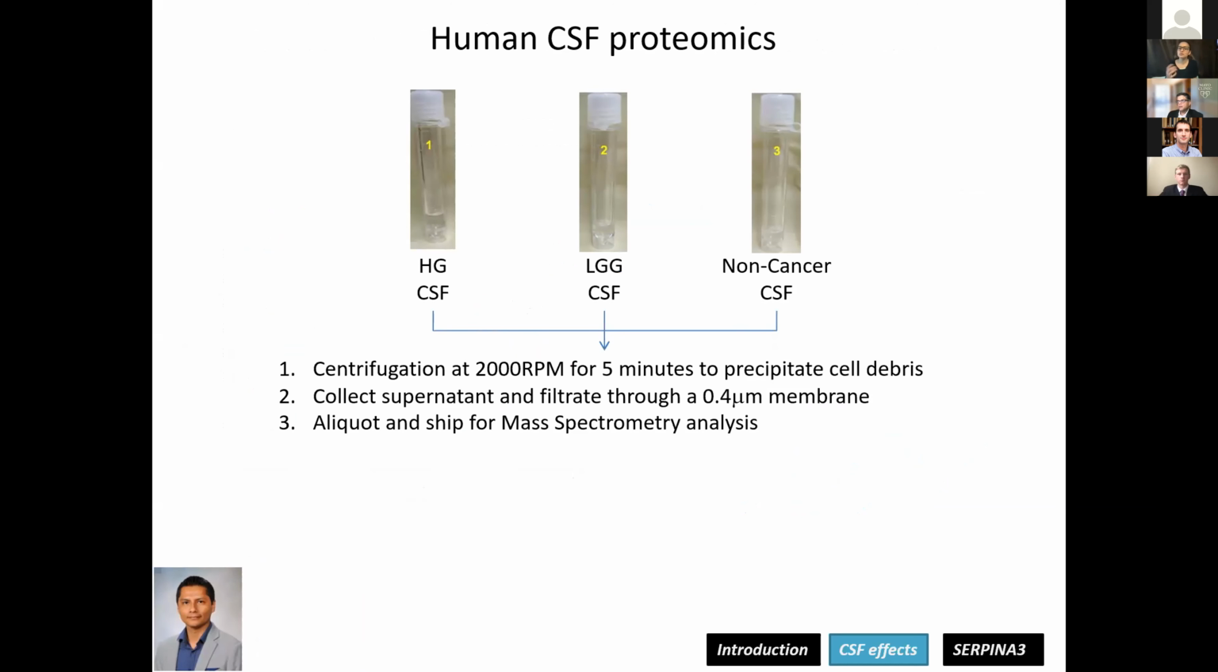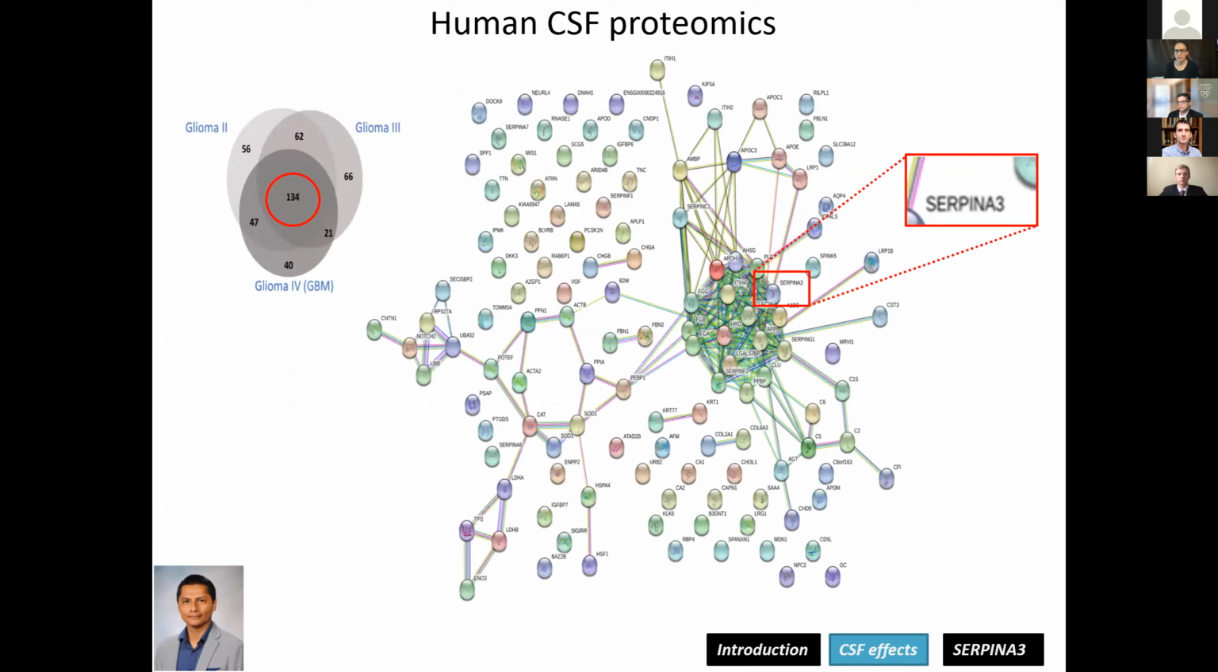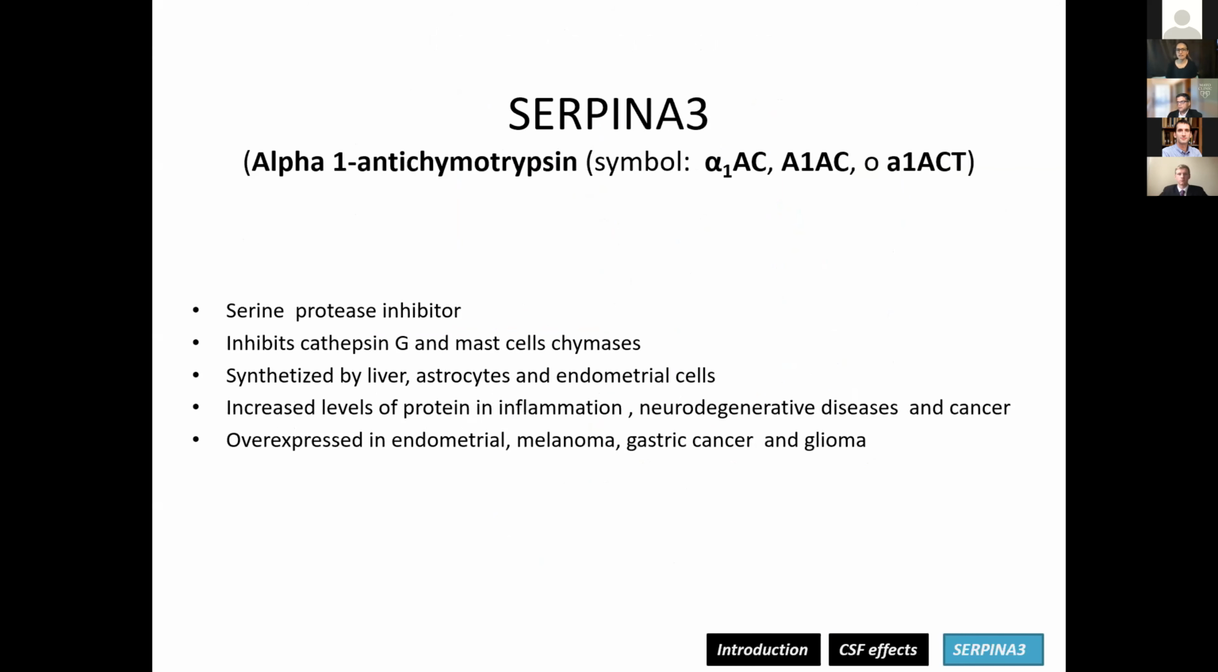We also wanted to see what the proteomic composition of the cerebrospinal fluid samples itself was. For this, we collected high-grade, low-grade, and non-cancer cerebrospinal fluid from different patients with the help of the neurosurgery department at Mayo Clinic. While we analyzed the data, we saw that in one of the main clusters of proteins shared among the cancer cerebrospinal fluid samples, we again got this target molecule, which is SERPINA3.